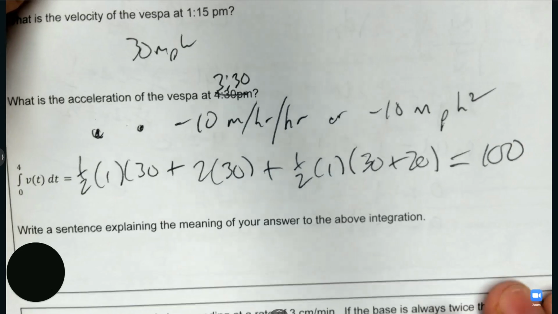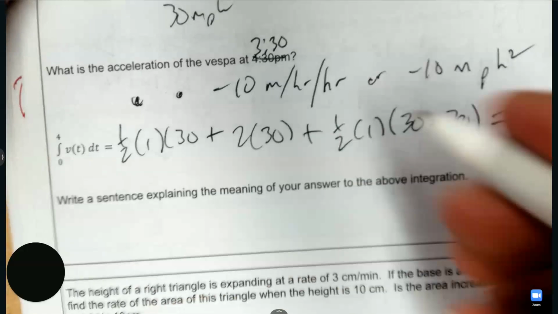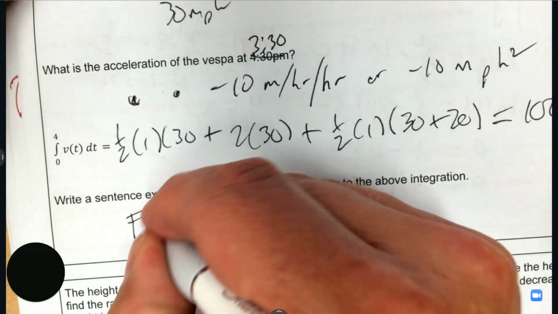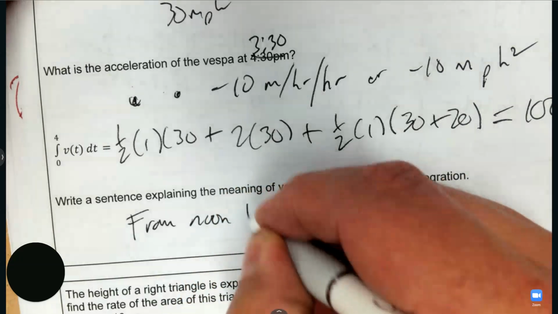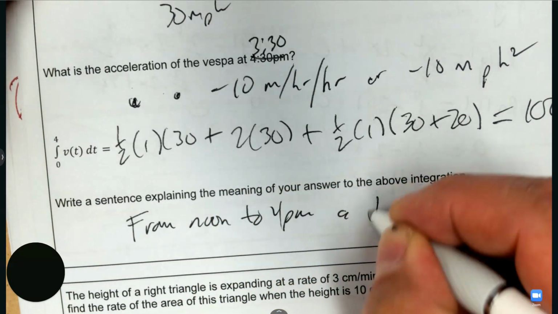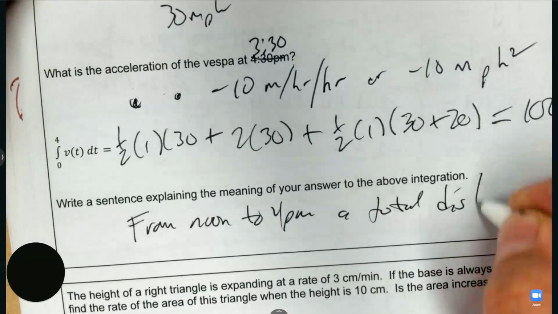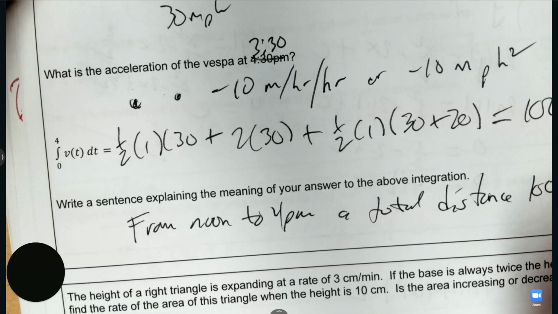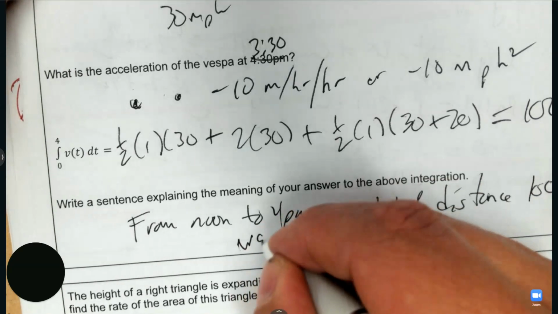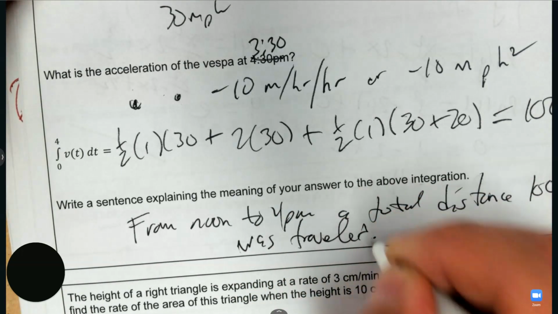And then what does that mean in terms of it? That's the distance traveled. So from noon to 4 a.m., a total distance of 100 miles was traveled. Again, that was done in class.